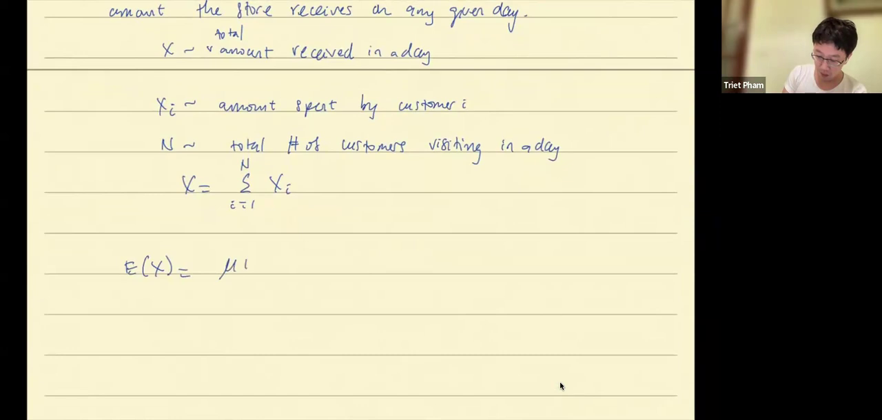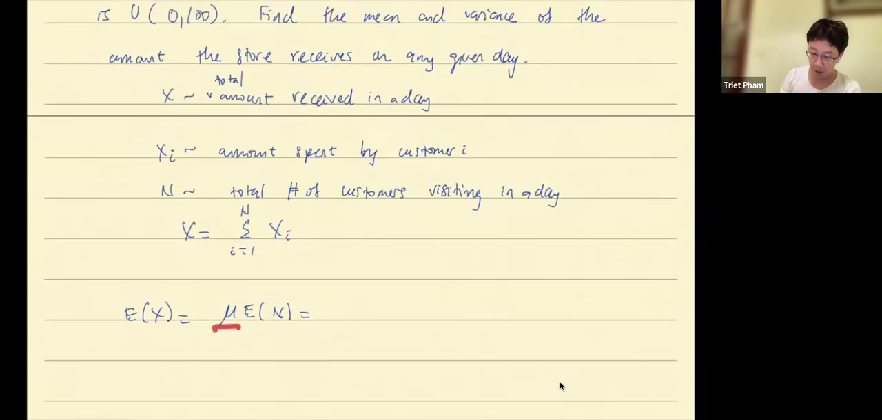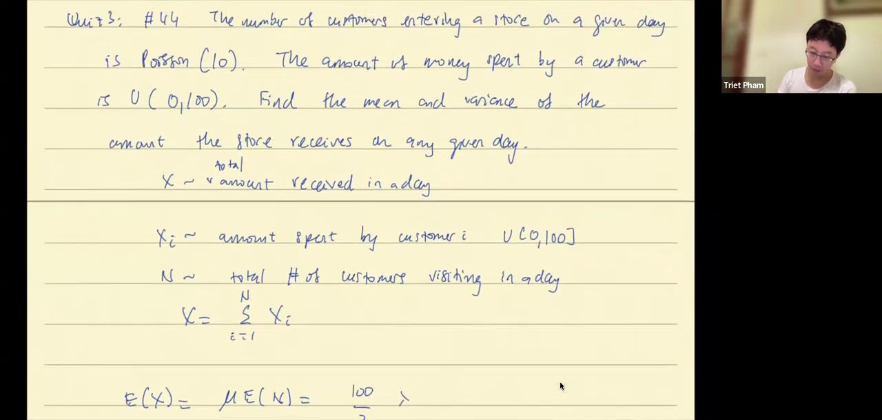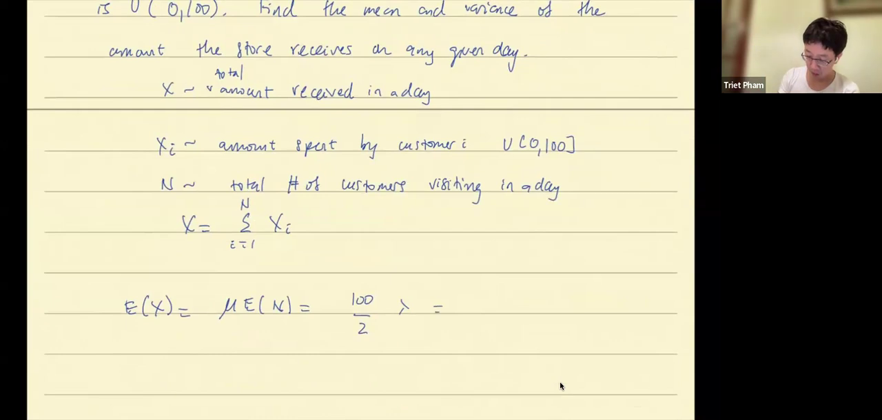But in the end, it's just going to be what? This is going to be mu times the expectation of N, where mu is the average value of the Xi, which is uniform 0 to 100. So that's going to be 50, or 100 over 2. The expectation of a uniform multiplied with lambda, which is 10. So that's whatever that is.